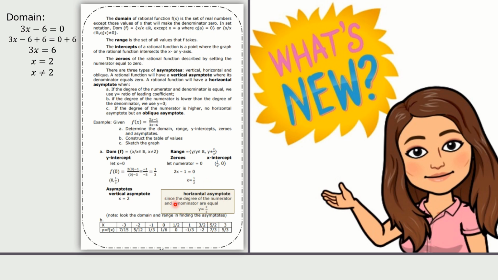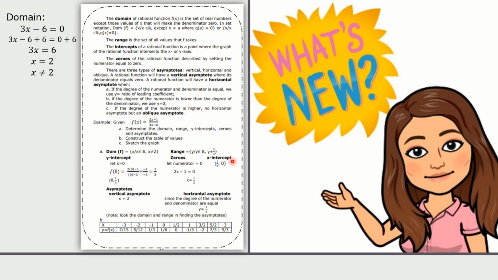This horizontal asymptote is also the one that we will use to determine the range. Since there is a horizontal line for which there is no y value, this would give us the restriction of the range. Thus, our range is the set of y values such that y is an element of real numbers except 2/3. Now, note, look at the domain and range in finding the asymptotes.